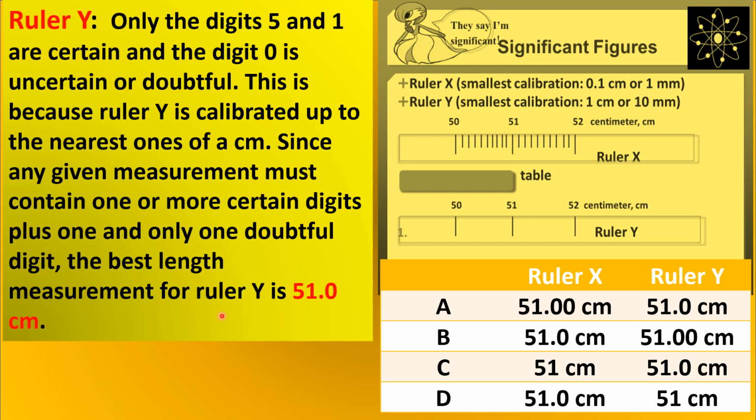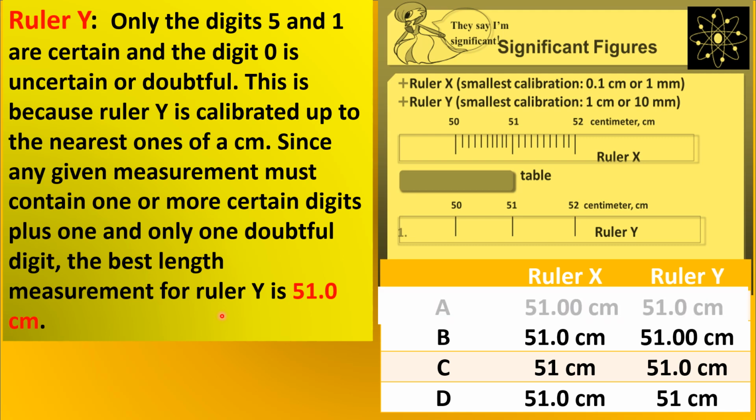And so if we combine our analysis for ruler X and ruler Y, our best answer to this question is letter A, where the measurement for ruler X is equal to 51.00 centimeters, while the measurement of ruler Y must be 51.0 centimeters.